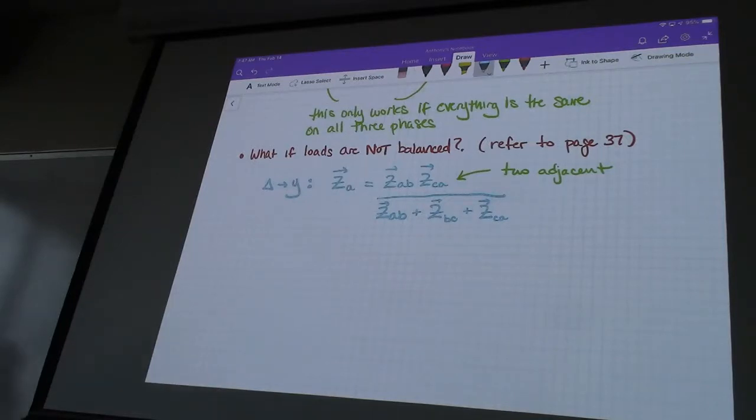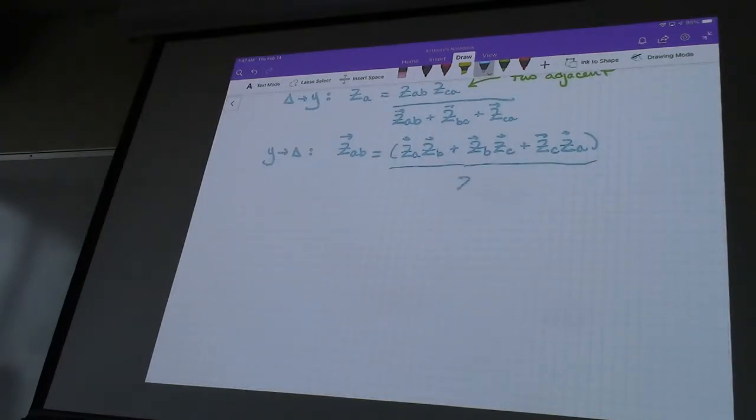Okay, now, Y to delta, we have one version which is ZAB, and that's equal to ZA ZB plus ZB ZC plus ZC ZA, and that's going to be over ZC.